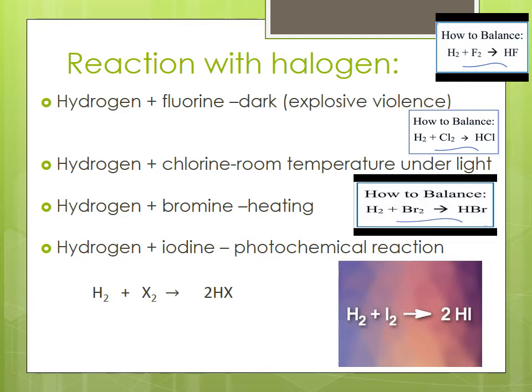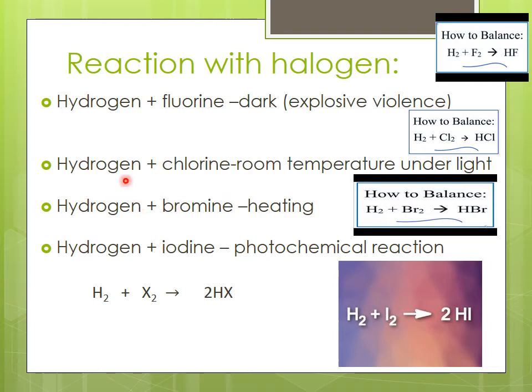Reaction with the halogens. Halogens means fluorine, chlorine, bromine and iodine. When hydrogen reacts with fluorine, it gives the product hydrogen fluoride, and this reaction can be carried out even in the dark. Even in the dark, the reaction takes place very fast, and the product is formed with explosive violence. So HF is formed.